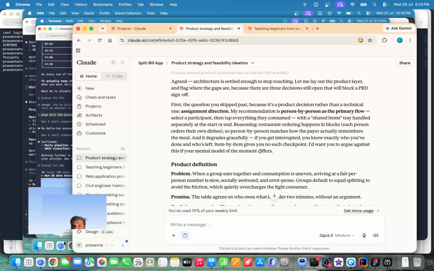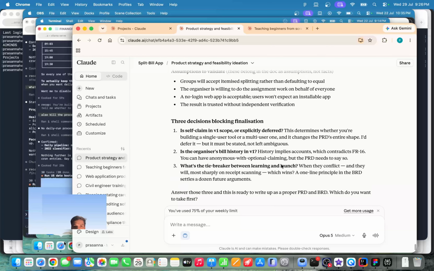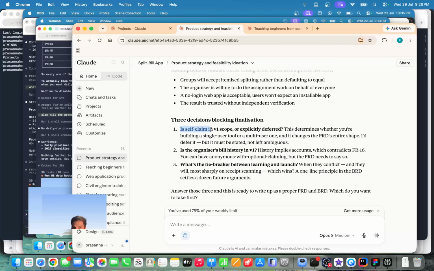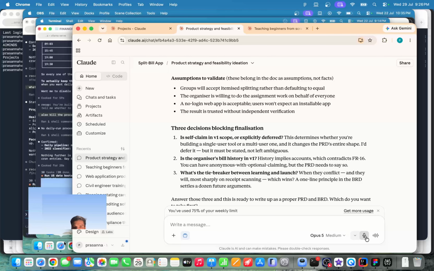Rather than touching it item by item, you go person by person. That's really a nice flow to keep. There are certain questions that are asked, like whether self claim is in V1 or explicitly deferred. Yes, we are not going to take it. We are not going to add the self claim in V1.